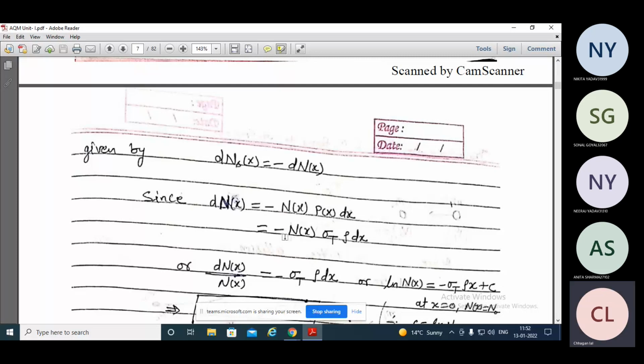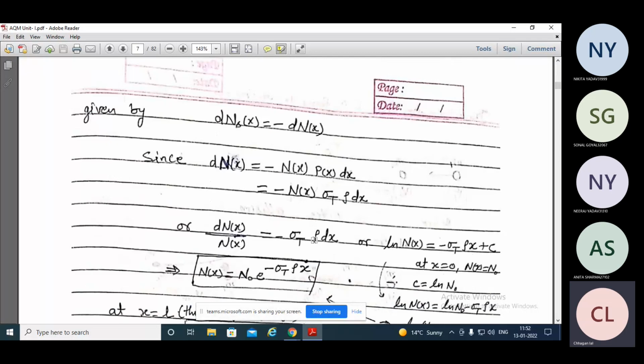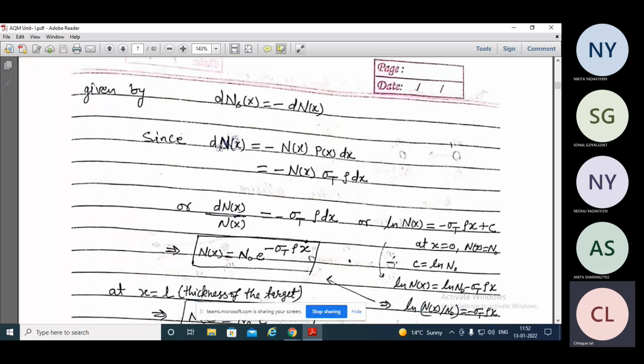So after that, we can say these are the number of scattered particles from the dx segment. We can represent it as minus nx sigma t rho dx, and then solve this term as dnx over nx equals minus sigma t rho dx. We have only this term because this is a unitless quantity.